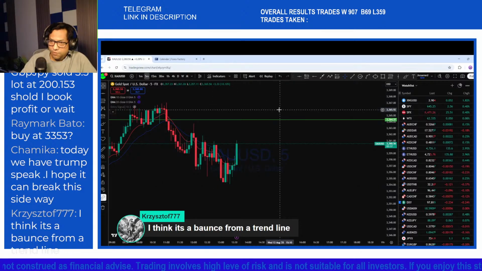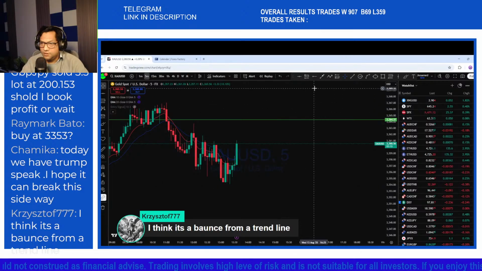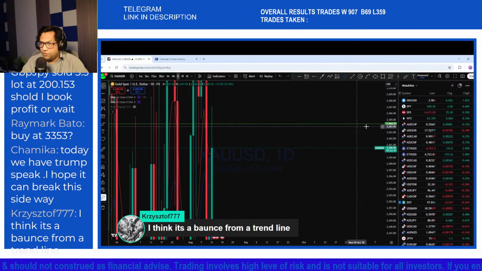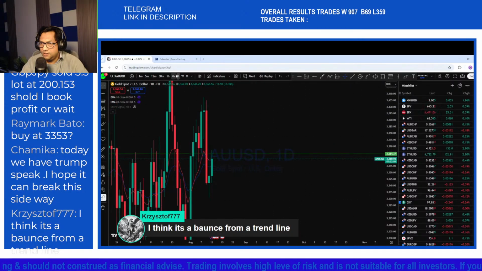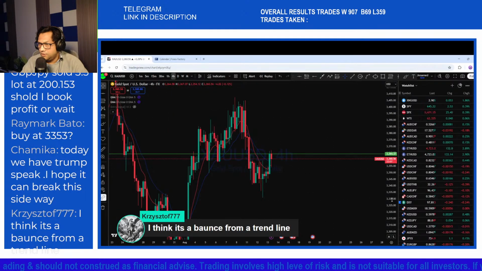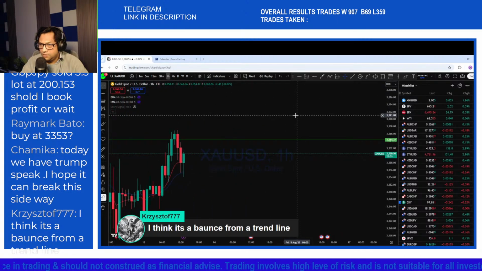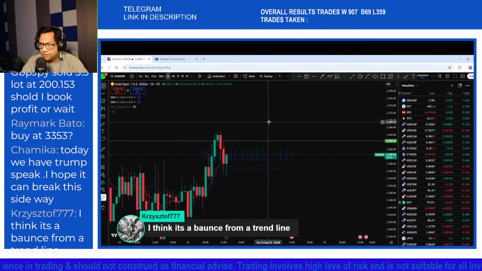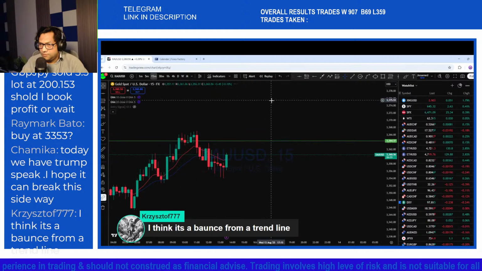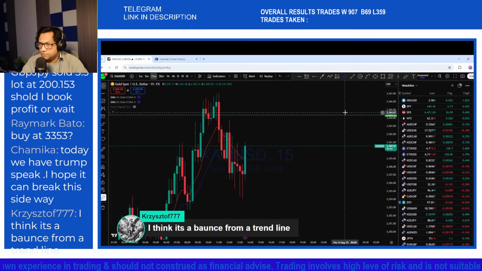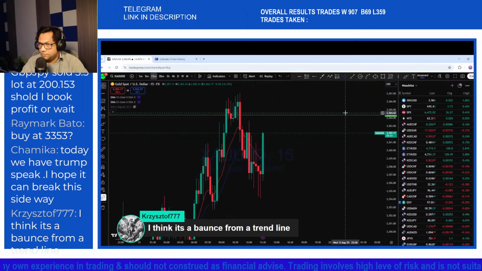This is a primary move back to the upside on gold, and from the 4-hour and from the daily, it's getting a very sharp bounce.